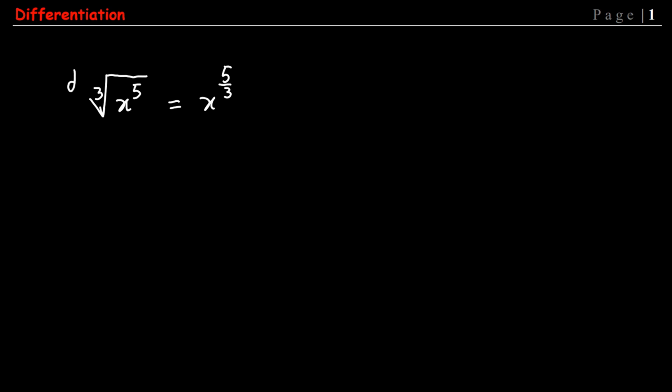Now the differentiation of that: actually we need to find d/dx of the same thing. So now differentiate according to the rule of differentiation: 5 by 3, then from the power 5 by 3 minus 1, it gives us 5 by 3 x to the power 5 by 3 minus 1, which gives us 2 by 3. So that is our answer.